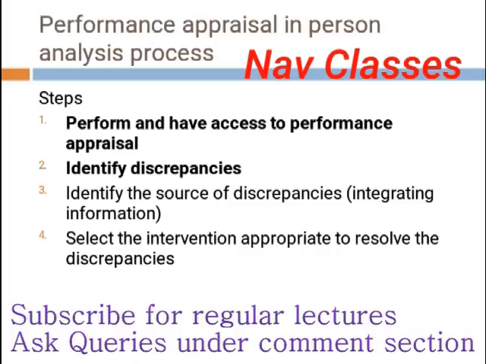So these steps are: perform and have access to performance appraisal, identify those discrepancies, identify sources of discrepancies, why they are not able to do tasks in the correct manner, why there is deficiency in their KSAOs. So these discrepancy sources are analyzed, and then select an intervention appropriate to resolve such discrepancies.